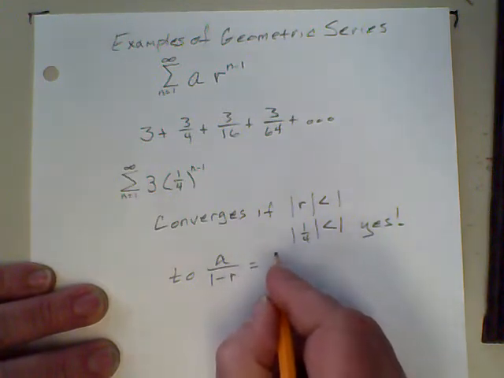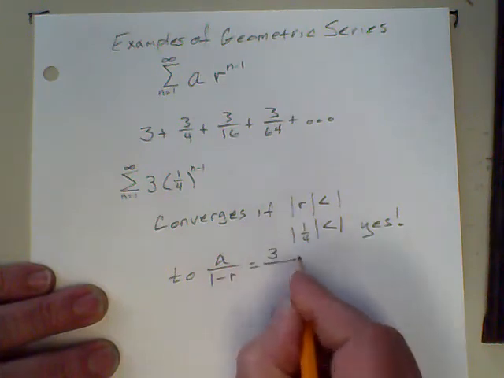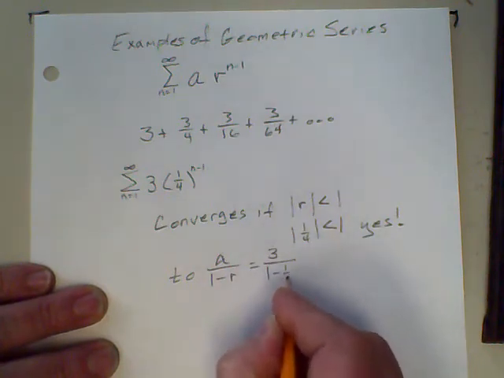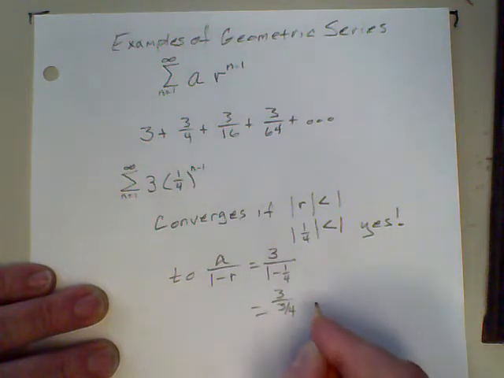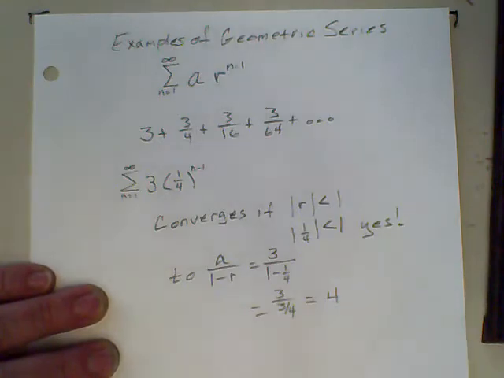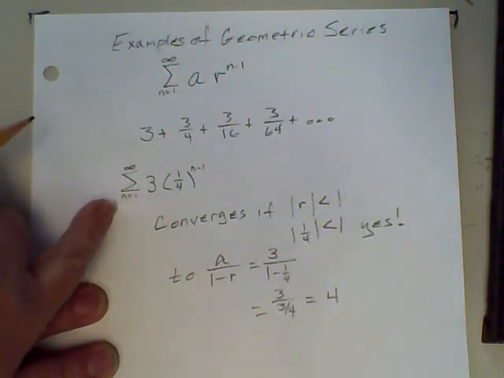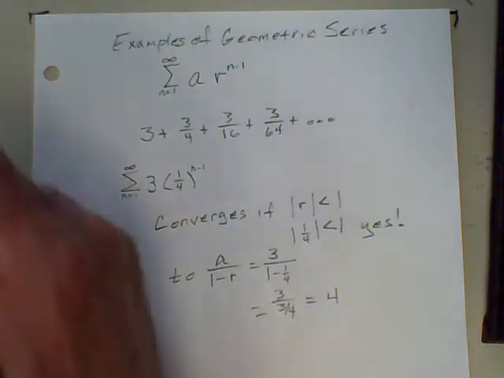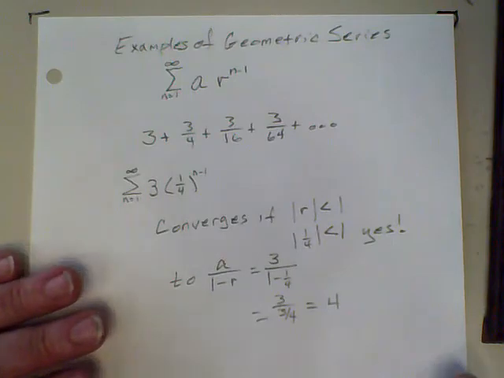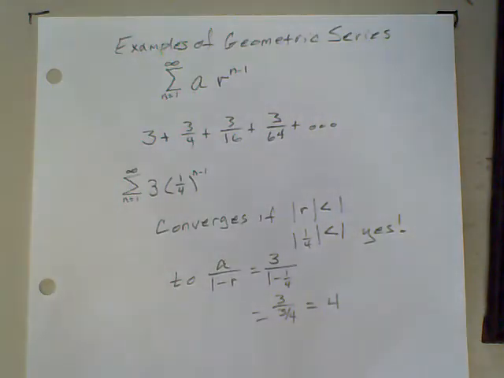So that's going to be a, 3 in this case, over 1 minus 1/4. So that's 3 divided by 3/4. Invert and multiply, and you'll see this infinite series converges to the value 4. So when you add up all the terms produced by indexing through from 1 to infinity, you get exactly 4. Okay? So we want to take that same approach each time when we're looking at possible geometric series.